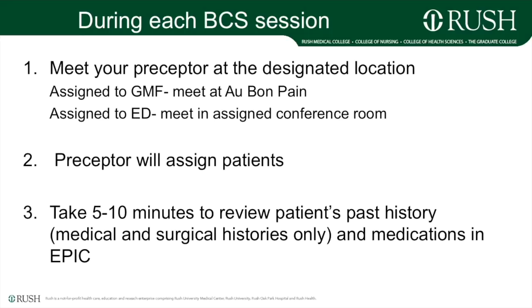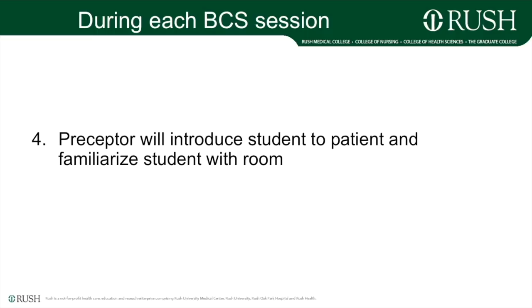Next, your preceptor will assign patients. You're going to have about 5 to 10 minutes to review your patient's history and medication list in Epic. You are only going to use Epic to review their past medical history, their surgical history, and their medications. Do not look up their family history, social history, or allergies. Next, your preceptor will introduce you to your patient and familiarize you with the room.